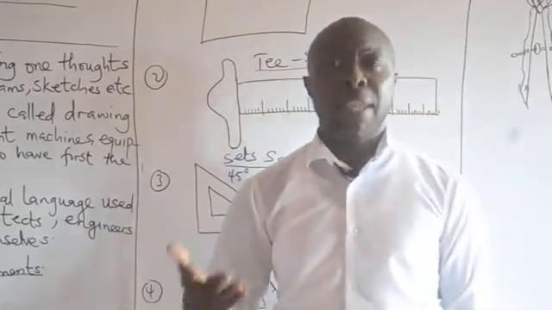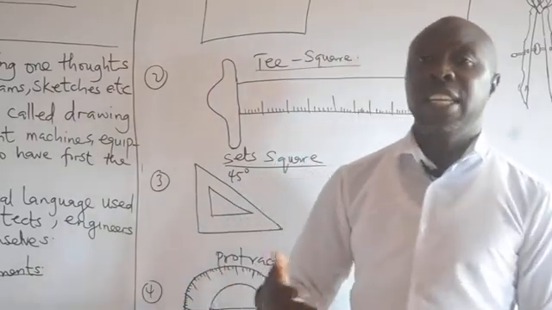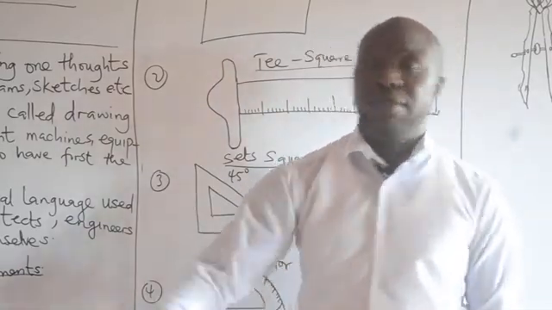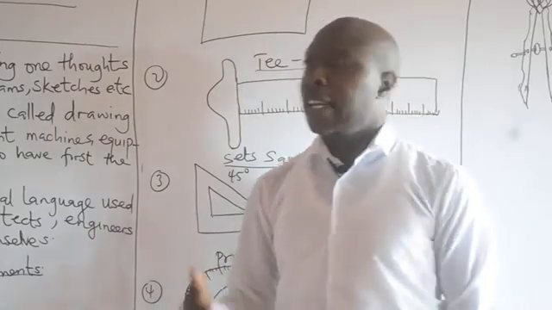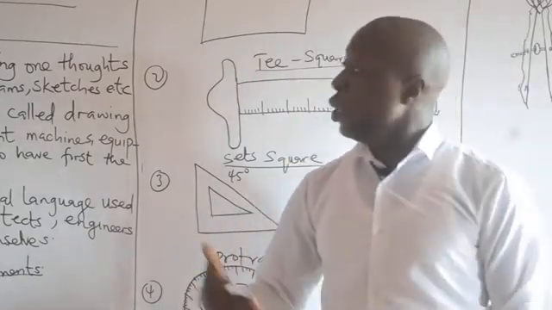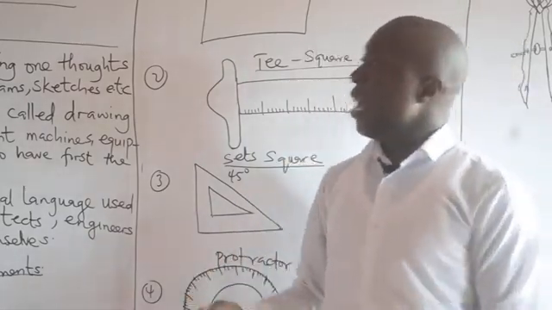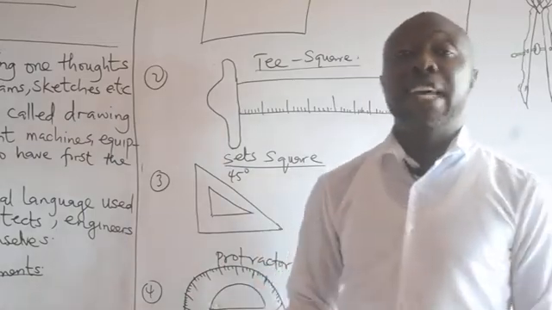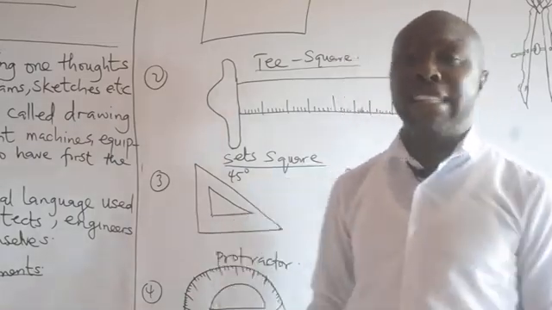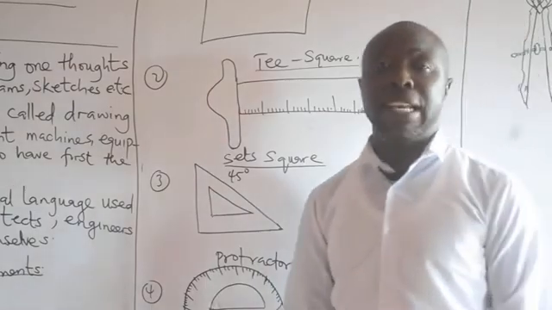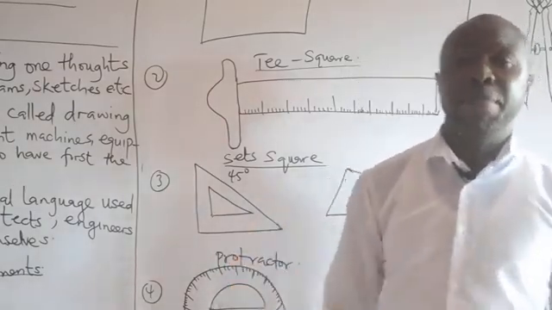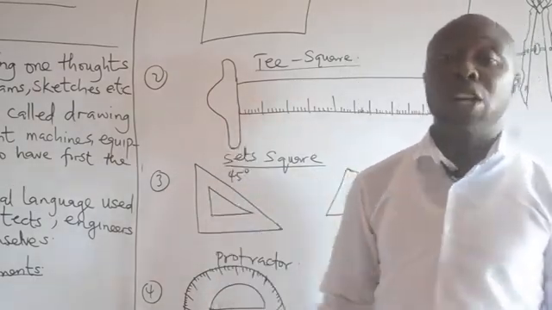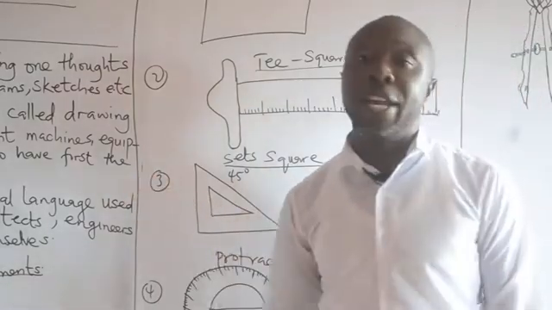Drawing is also a means of communication. In engineering, they use drawing in communicating. Drawing can be used to represent objects. And what did you really understand by the term drawing instruments? When we talk about drawing instruments, it simply means those materials or tools used for drawing.